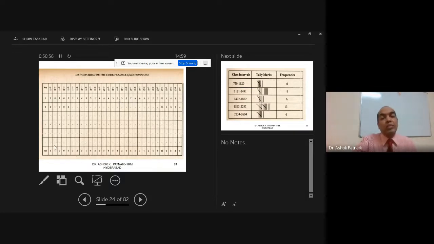So at the end, you can summarize the total, how many numbers are there, and you can divide that by the number of respondents. That will give you the percentage. I'll show you that a little later.